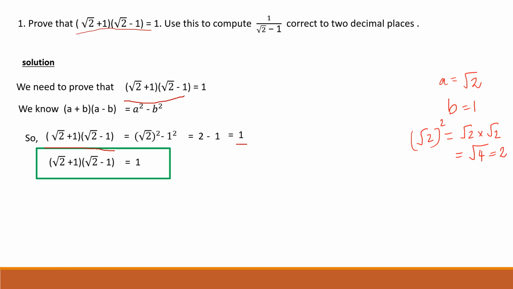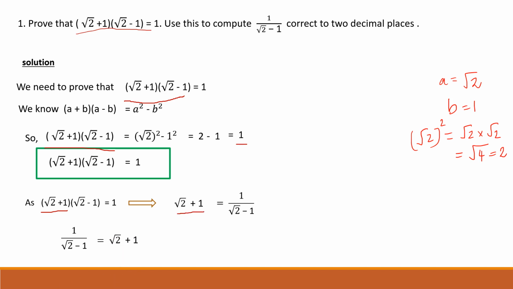In the second part, you have to use this to find the value of 1 by root 2 minus 1. From this we got (root 2 plus 1) times (root 2 minus 1) equal to 1. On rearranging, what do you get? What is root 2 plus 1? Root 2 plus 1 is 1 by (root 2 minus 1), isn't it? Because here it is multiplication, and on bringing that to the other side we get division. And they asked to find the value of 1 by root 2 minus 1. So 1 by (root 2 minus 1) is the same as root 2 plus 1.